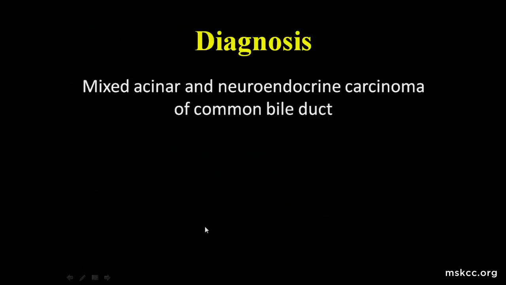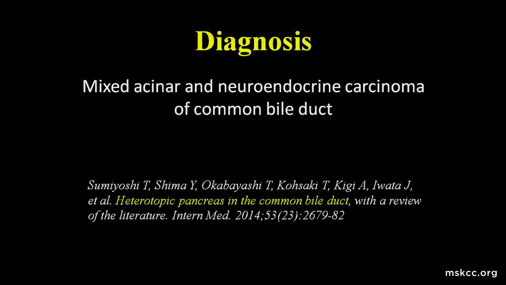So the final diagnosis is mixed acinar and neuroendocrine carcinoma, given the fact that clinically there is no disease elsewhere. We consider this a primary common bile duct MEC. Luckily, pancreatic heterotopia has been described in the common bile duct. So we believe this tumor is indeed a bile duct primary arising from pancreatic heterotopia.